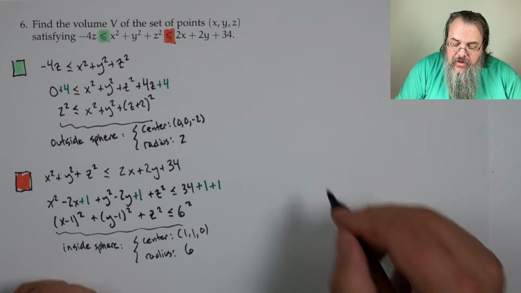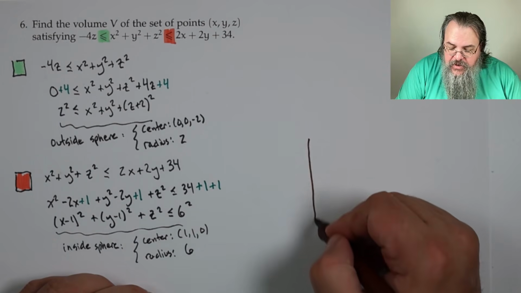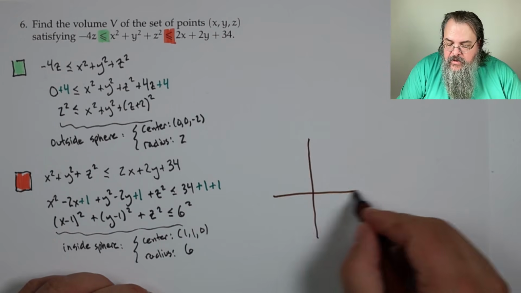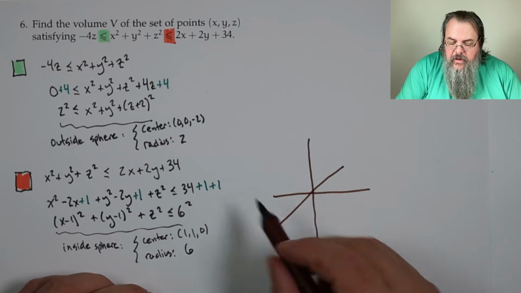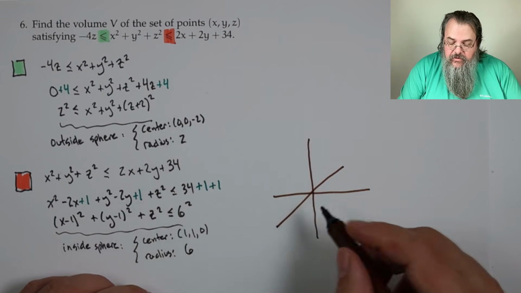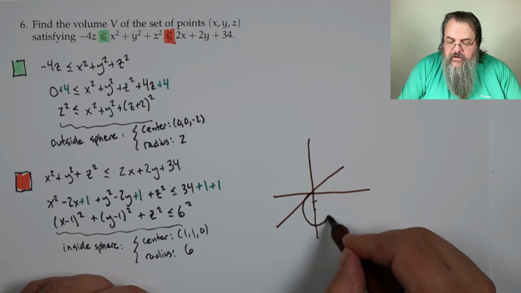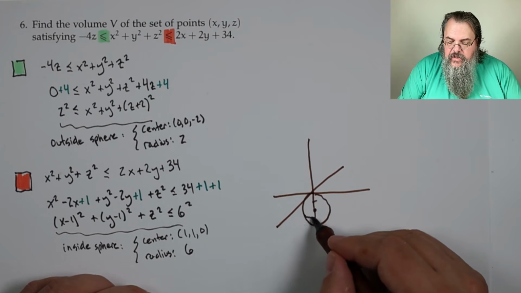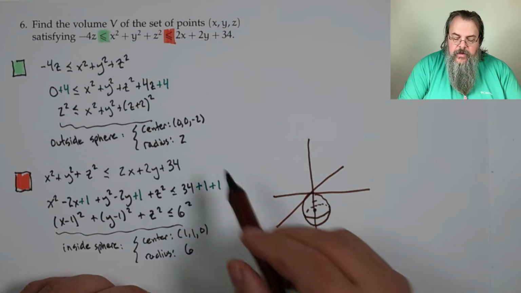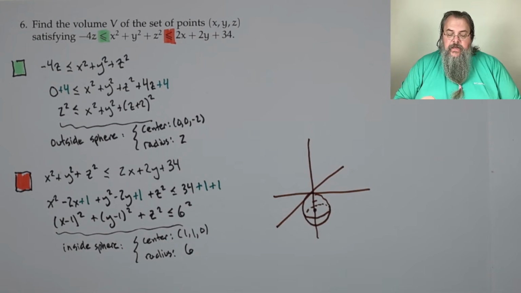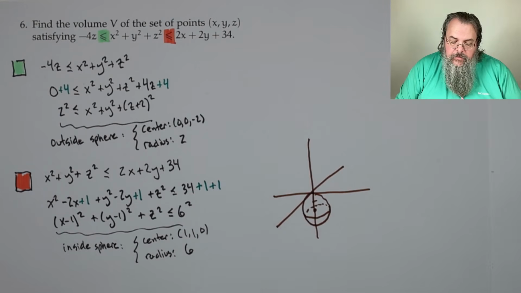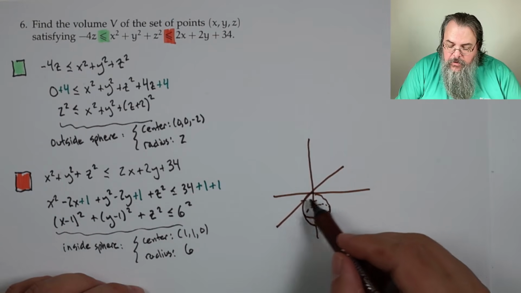Okay, so if we draw our picture here, the center being at 0, 0, minus 2 and radius 2 says you go down in the z direction, and you have a sphere here. So here's this sphere, radius 2. All right, and we want to be outside of it. And then, what else do we have? Well, we're going to go 1, 1.